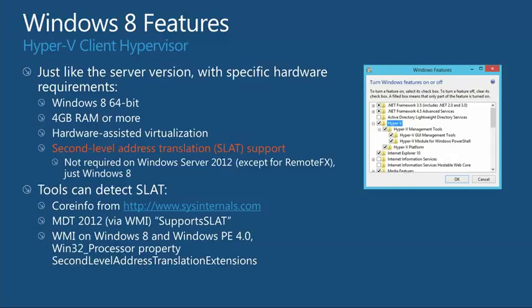The easiest one is to run Coreinfo, which is a Sysinternals tool. There's a -V switch on it that will give you virtualization-related information, and one of the items that it'll display is whether the processor supports SLAT or not.